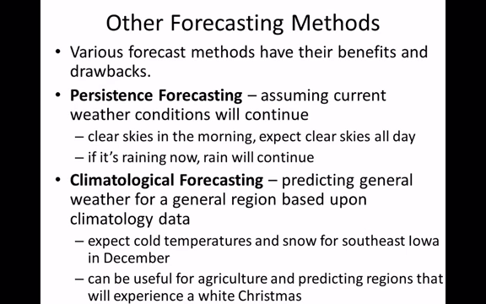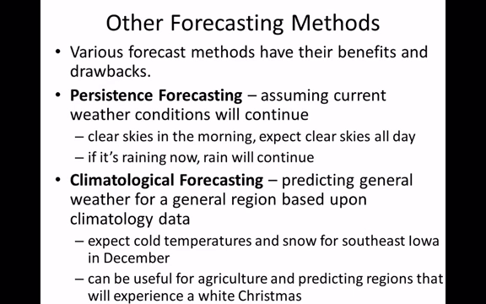Climatological forecasting. Climate, of course, is a 30-year average of the conditions of the atmosphere for a general region, general time of year. So basically, you just say, well, when spring comes, it's going to get warmer. It's going to be wetter. That's it. Okay?